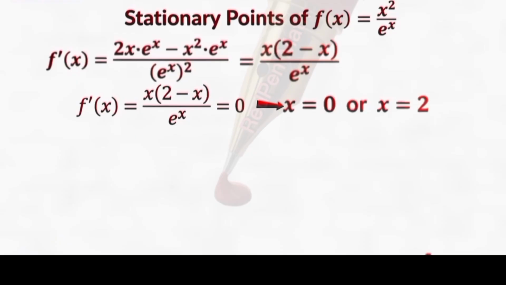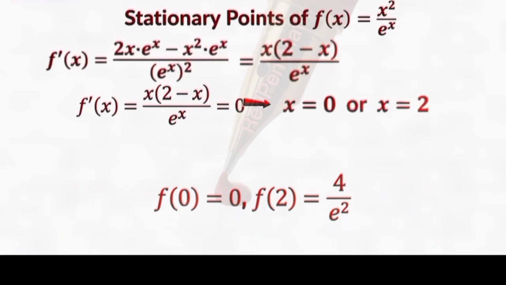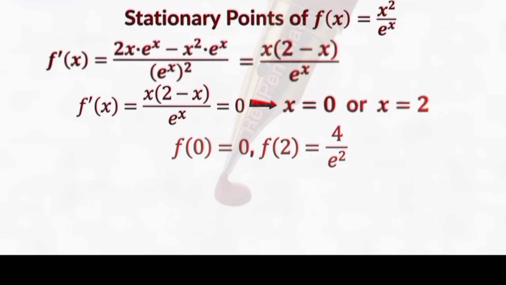Step 4. Find the stationary points. Plug the x values back into the original function. F of 0 is 0, giving the point (0, 0). F of 2 is 4 over e squared, giving the point (2, 4 over e squared).